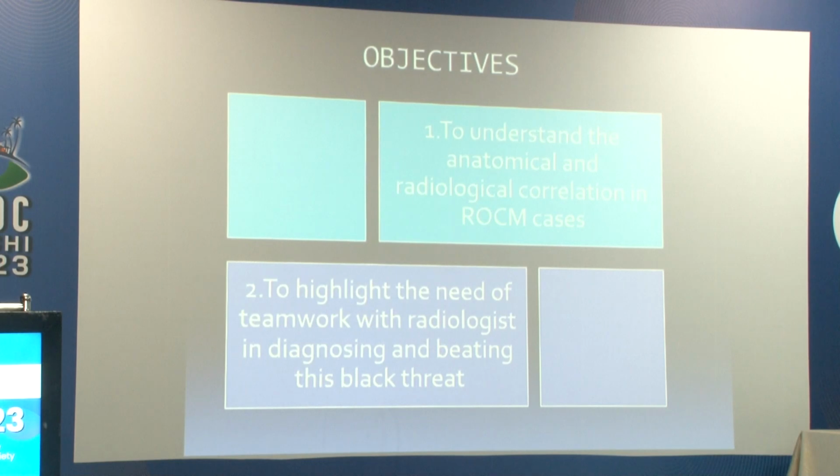Our objectives were to understand the anatomical and radiological correlation in ROCM cases and to highlight the need for teamwork with radiologists in diagnosing and beating this black fungus.